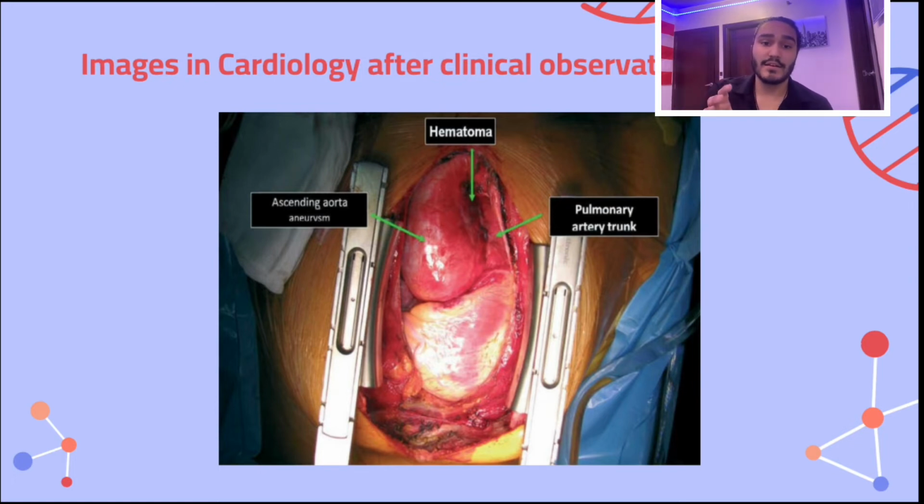Why? Because it's the same patient, and this image was captured in cardiology after clinical observation. And here we can see the ascending aortic aneurysm. Now, in this case, careful physical examination during the initial assessment raised the suspicion that this patient was in a high-risk group for aortic dissection, thus avoiding any unnecessary lengthy exams, and the diagnosis requires emergent surgical treatment, as we can see.